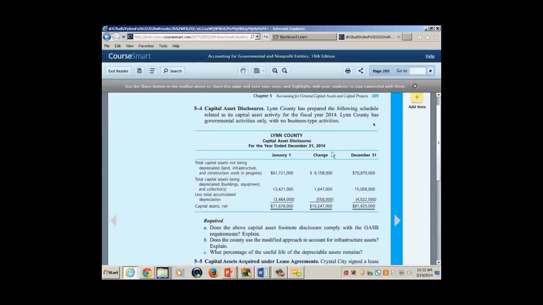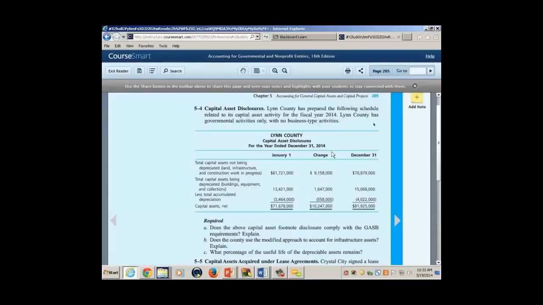And then, by the way, the last question, which we won't get into, is what percentage of the useful life of the depreciable assets remain? And this is just a matter of calculating this number, which is, it's 15 million on the right. Depreciable assets are what? 15,068,000. And total depreciation is what? 4,002,000. So whatever is left, 15 million, let's say, is left. I'm sorry, 10 million is left. 10 million divided by 15 is 70 some odd percent. That's how you do that.